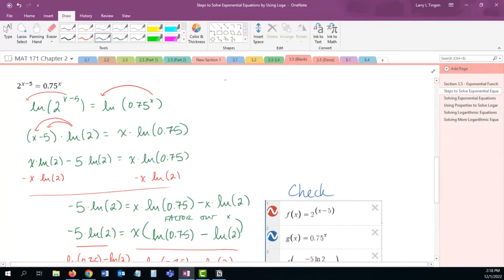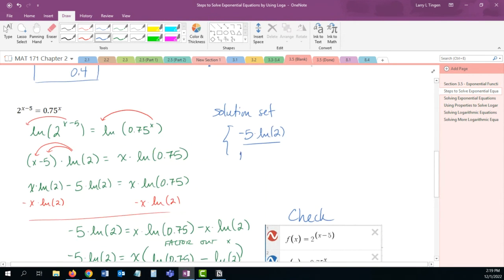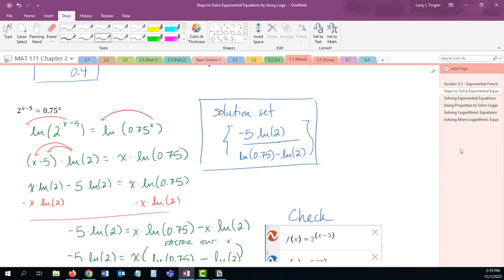And that means that my solution set contains a single solution, and that single solution is negative 5 times the natural log of 2 divided by the natural log of 0.75 minus the natural log of 2. One answer, that is the exact answer. Stick with exact answers. All right.